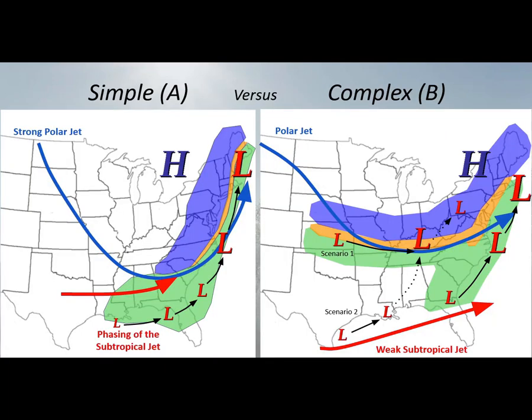Now the 2 main types of storm systems that we get are simple and complex storms. Here's a diagram of them beside each other, but I'm about to dive into them a little more.